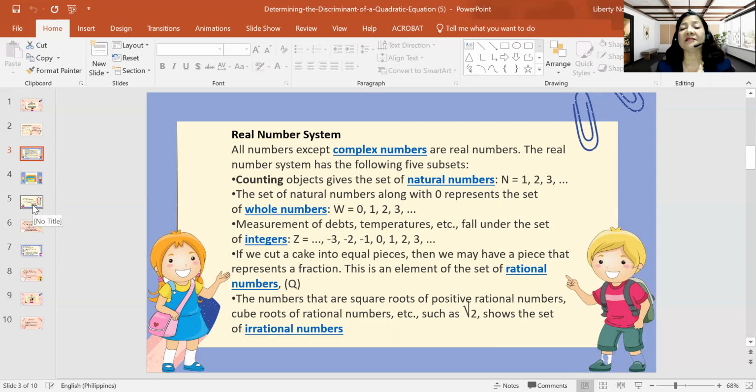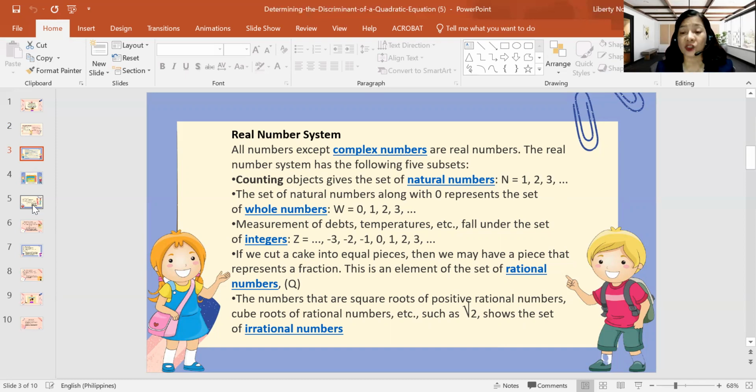Measurements of depths, temperatures, and others fall under the set of integers, which uses the symbol Z for integers. These are integers which have the positive and the negative sign: negative 3, negative 2, negative 1, 0, 1, 2, 3, and so on. If we cut a cake into equal pieces, then we may have a piece that represents a fraction, this is an element of the set of rational numbers.